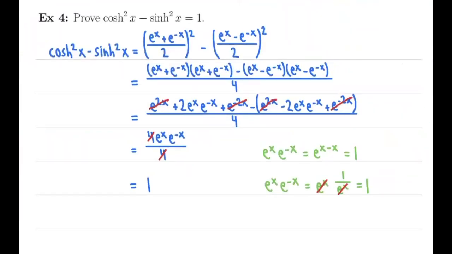You proved the identity. Yes. We proved this hyperbolic identity. Lots of canceling, but yeah, you just end up with 1. So, yeesh.